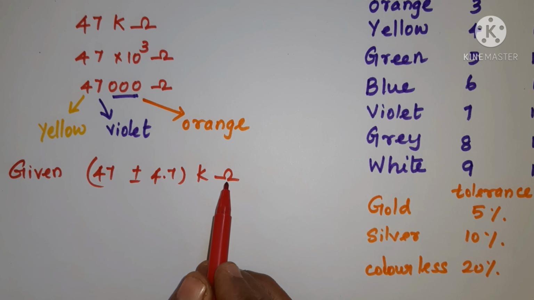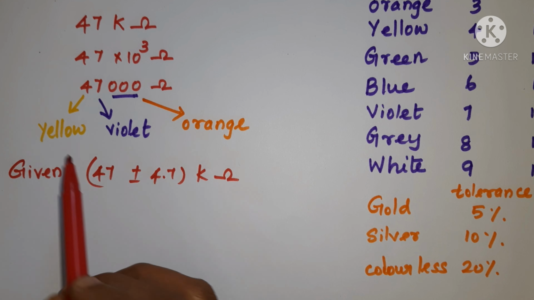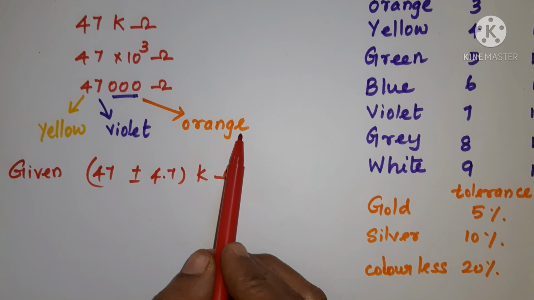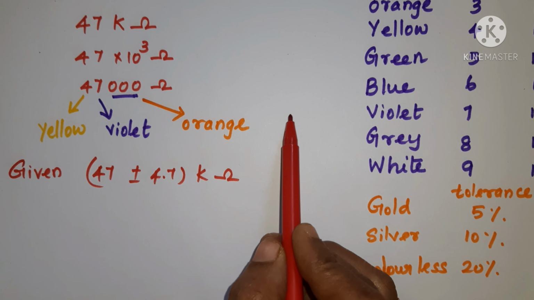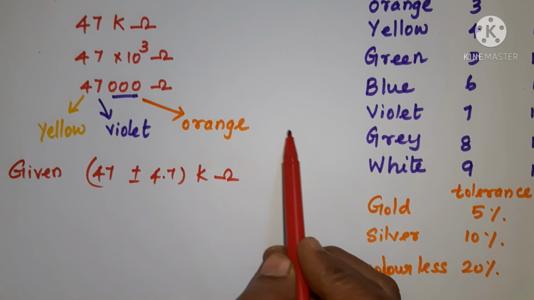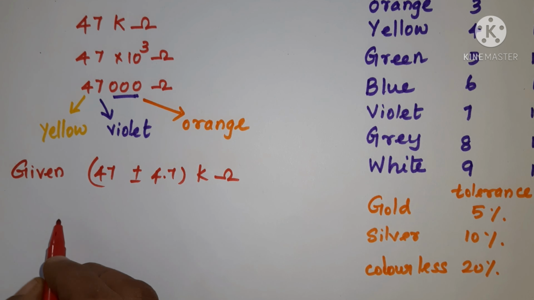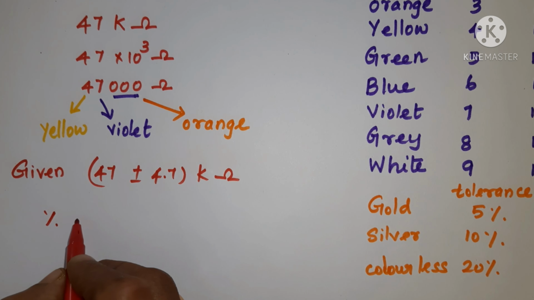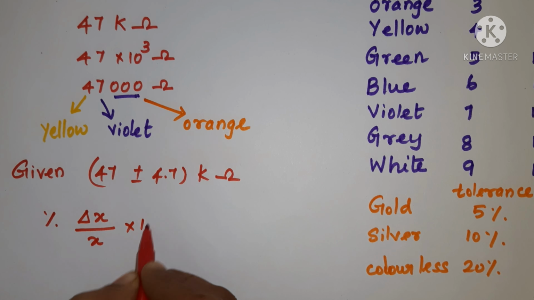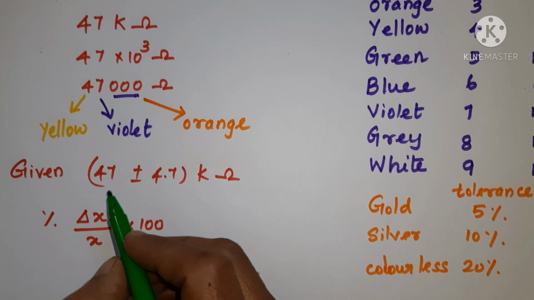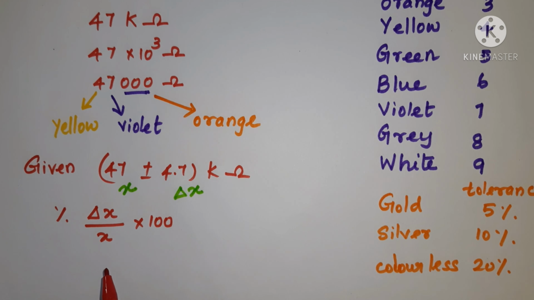So now we have to find what is the color sequence. You know it is yellow, violet and orange, and the tolerance may sometimes be gold or sometimes silver. What is that we have to find? For that we take the percentage error. The percentage error is given by delta H divided by H into 100. We take this value to be H and this value to be delta H.